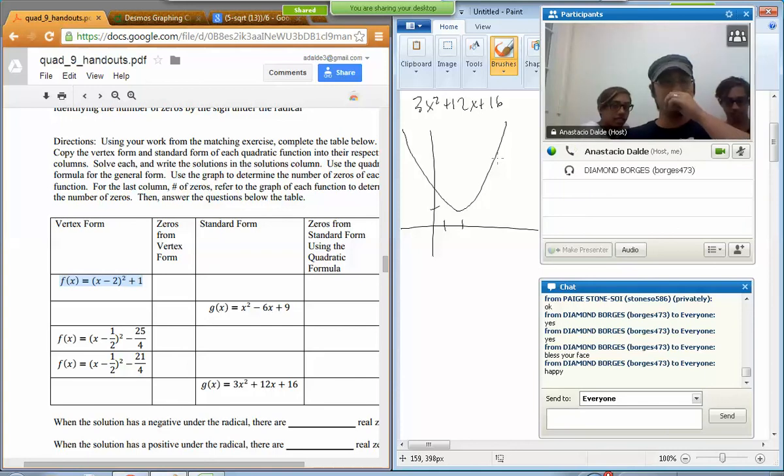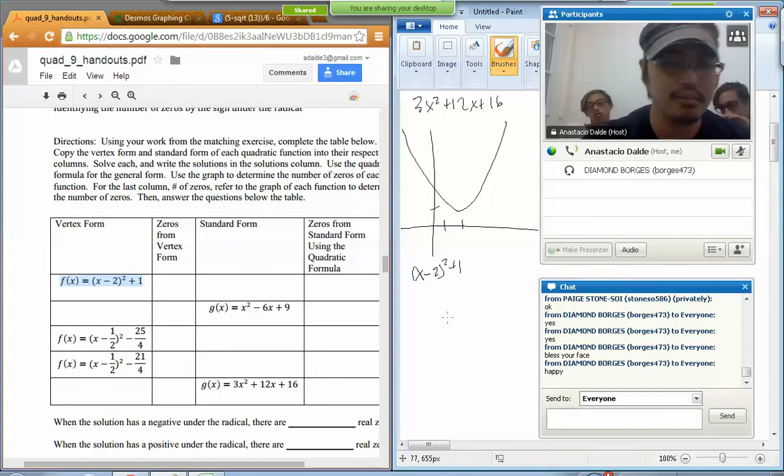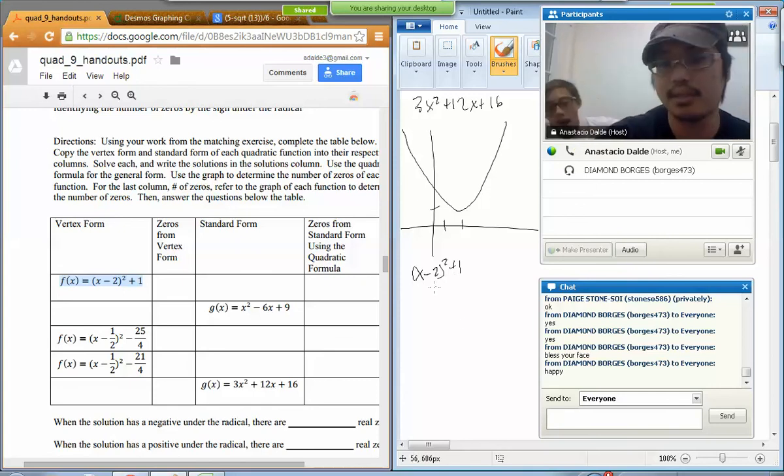All right, here's my question for you. Where does this thing cross the zero or the x-axis? It does not. That's interesting. I'll tell you what. What I'm going to do is I'm going to take this graph, x minus 2 squared plus 1, and I'm going to turn it into the standard form. The way I'm going to do that is I'm going to multiply this out. Tell me what I should write down.